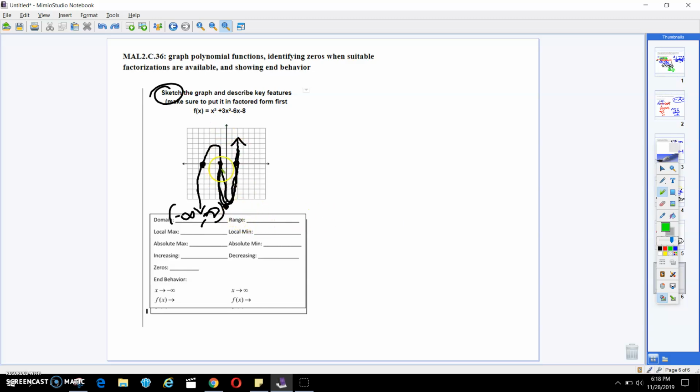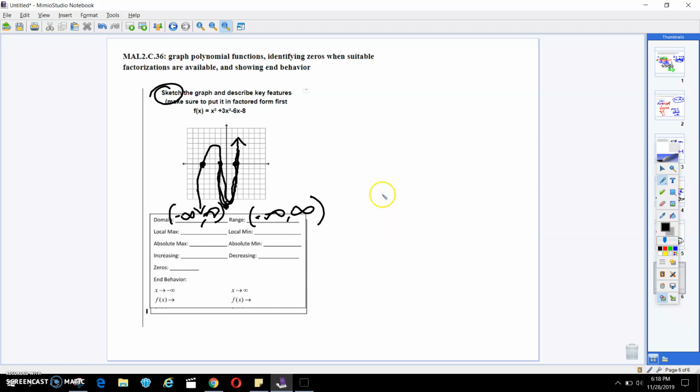For my range, I'm looking from my 0, 0, and looking up. How far up does it go? Well, that's positive infinity. How far down does it go? Negative infinity. So this is going to be from negative infinity to positive infinity for my range as well.